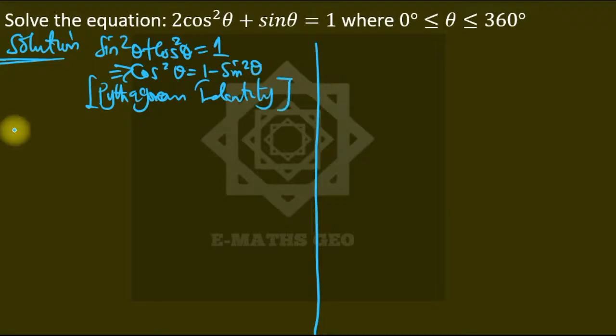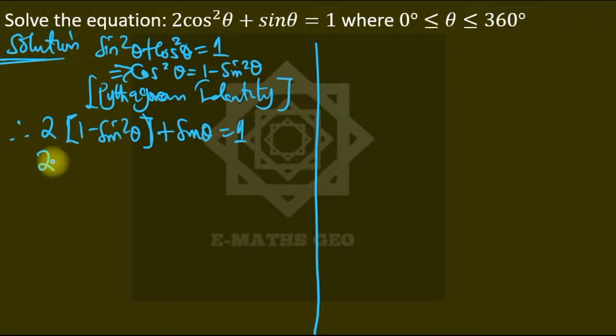So from here, wherever I see cos squared, I call it 1 minus sine squared, plus sine theta equal to 1. So we open up: 2 times 1, 2, minus 2 sine squared theta plus sine theta equal to 1.